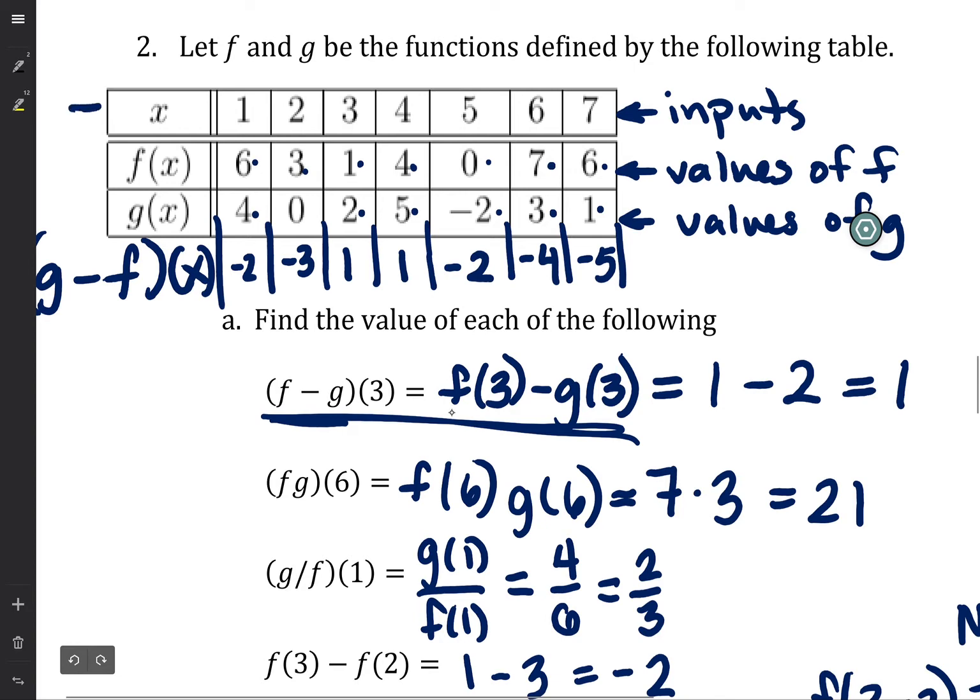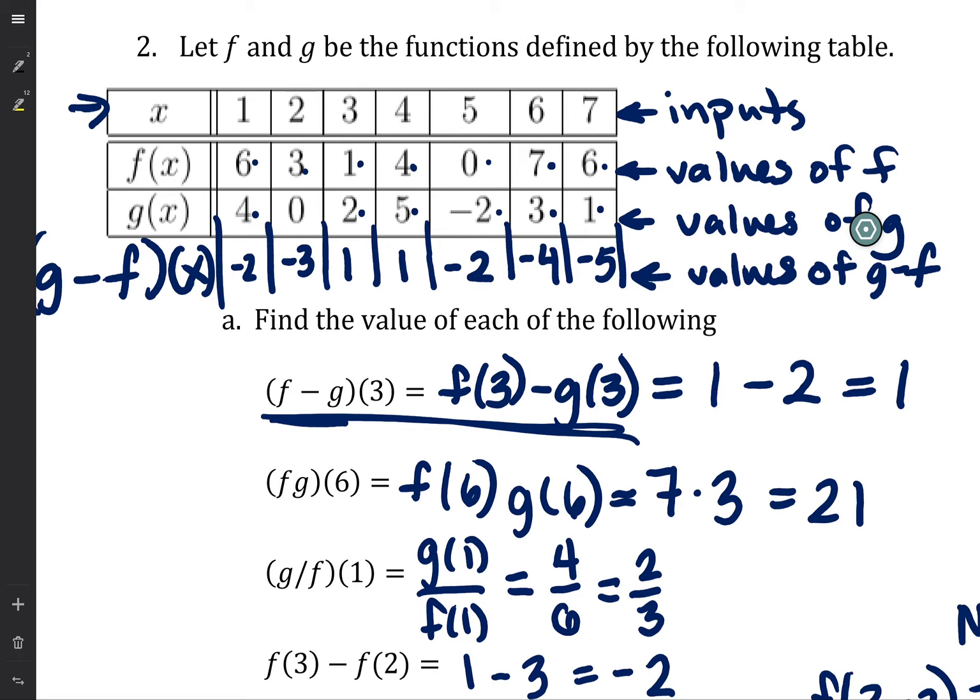So the combination of the input row and these values of g minus f define the function g minus f. It has the same inputs as f and g, since those two match up perfectly in this problem, but it has its own new set of outputs.